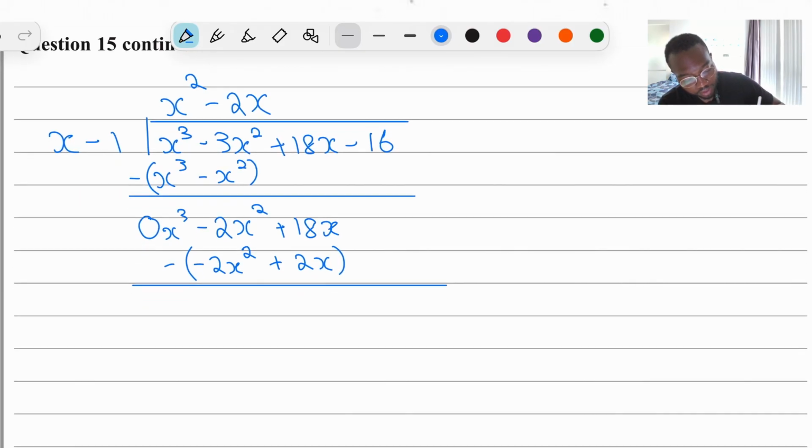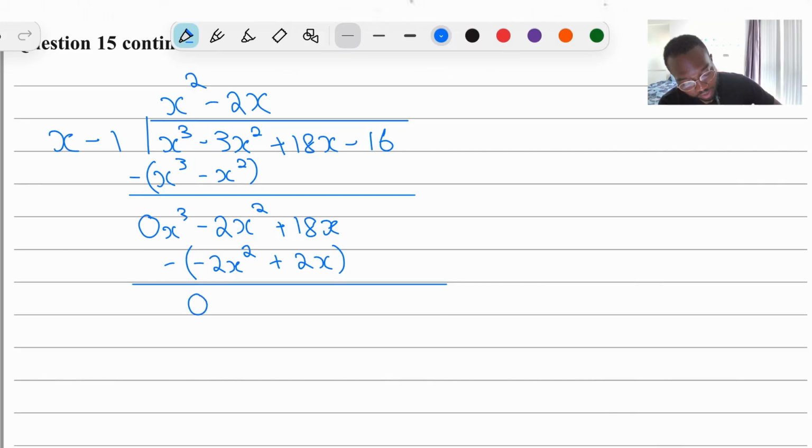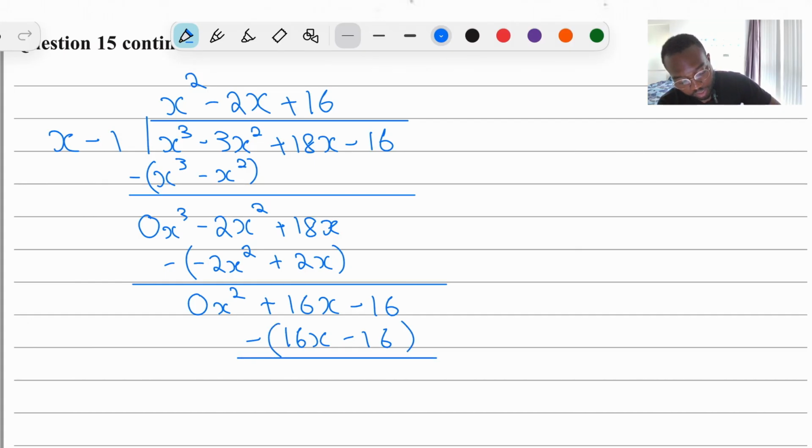And then that gives me a 0x squared. 18x minus 2x is a positive 16x. And then we bring down that 16. And then we have 16x divided by x is 16. And from there, we do 16 times x is just a 16x. 16 times minus 1 is a minus 16. Take them both away from each other, and you are left with 0.